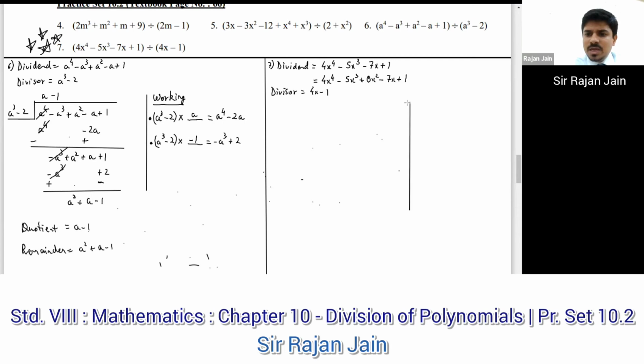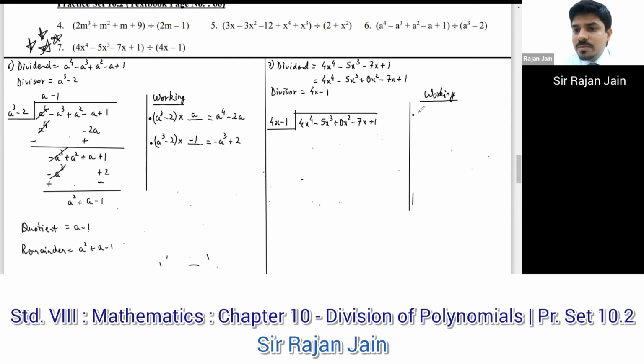So first of all, I am taking the working over here. Working is a part of your regular sum. It is not your rough work. You need to do it in the exam also, and it should be neatly done. So your divisor 4x minus 1 I write over here. Then you have 4x raised to 4 minus 5x cube plus 0x square minus 7x plus 1. Okay, this is what you have.